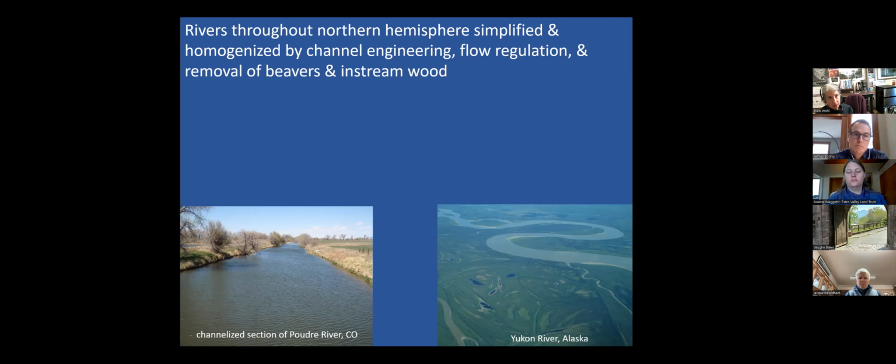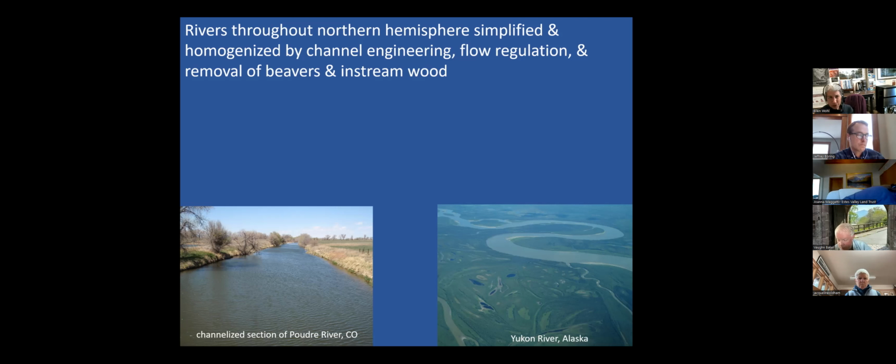I could use the Big Thompson in Estes Park, for example. That would have been a river that had a lot of wetlands along it. There's evidence of a lot of past beaver dams. You would have seen a river that moved much more slowly and irregularly downstream, more like what you see in that photo in the lower right here from Alaska.